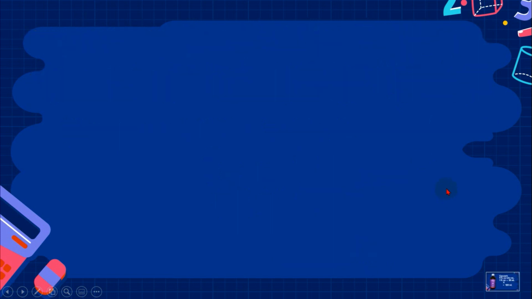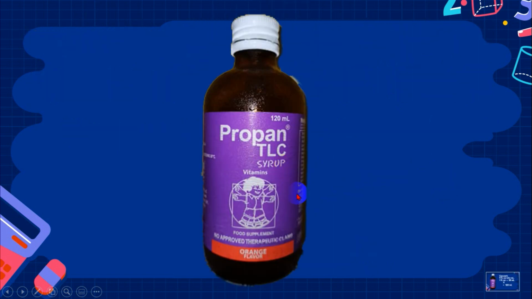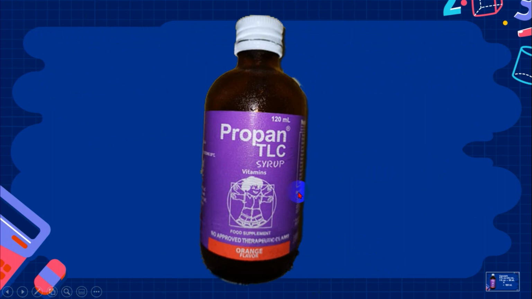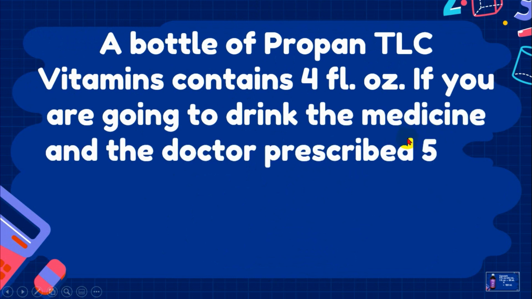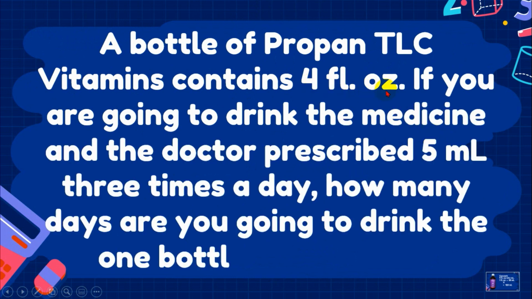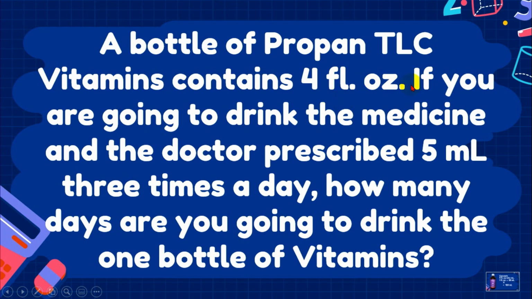Then, next, let's have another example. Do you know what is this? Okay, so a bottle of Propan TLC vitamins contains 4 fluid ounce. So, 4 fluid ounce daw yung laman ng bottle na kanina na flinash ko sa inyo. If you are going to drink the medicine and the doctor prescribed 5 ml 3 times a day, how many days are you going to drink the 1 bottle of vitamins?